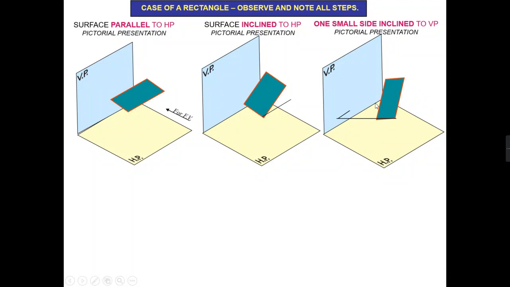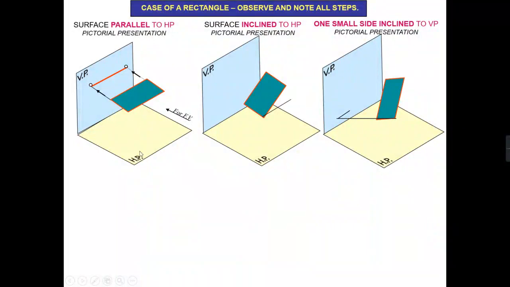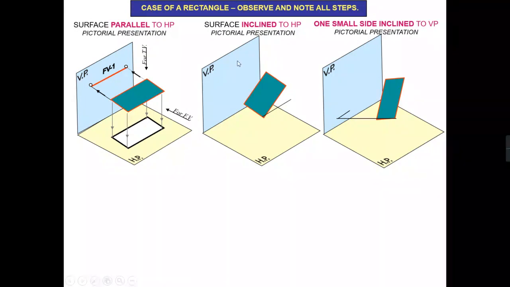So I have to draw the front view and top view of this surface. If you see the surface from this side, it will look like a straight line to you. So in the front view you will get a straight line. The same way, if you look at this surface from the top, you will get the rectangle in the top view. Similarly, if you draw the front view of this surface, you will again get a straight line at some inclination, and from the top view you will get either a rectangle or a square.